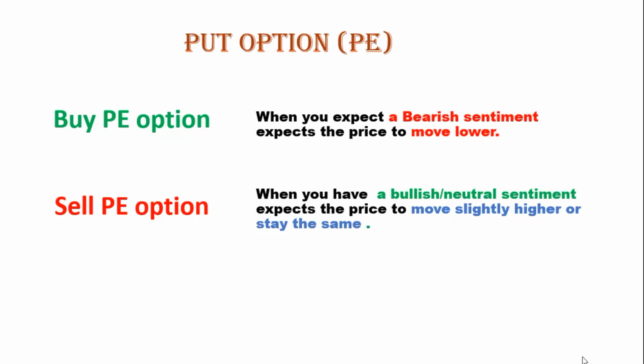What is a put option? That is PE. When will we buy the PE option? When you expect a bearish sentiment in the market and expect the price to move lower, at that time we can buy the PE option. When will we sell the PE option? When you have a bullish or neutral sentiment, expecting that the market will move up, in that case we sell the put option, expecting the price to move slightly higher or stay in the same place, or if there is no movement or the price is consolidating, at that time we look for selling the PE option.